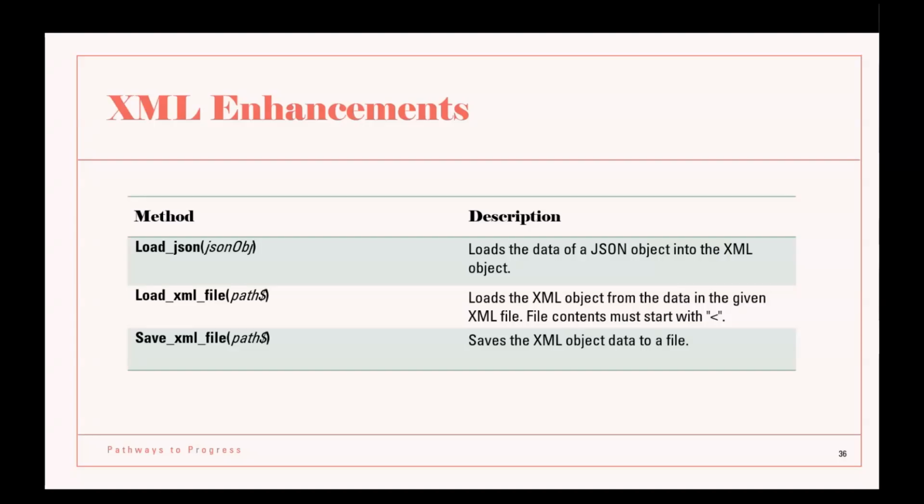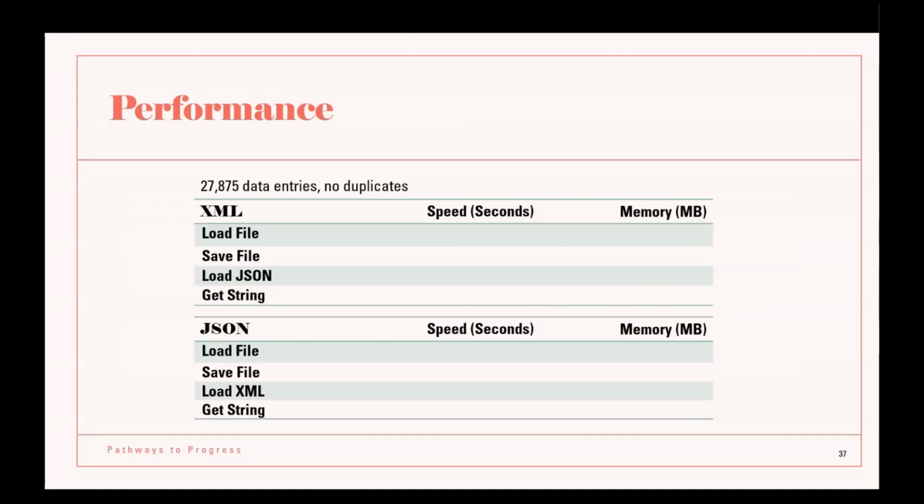Now, as a quick side note, if any of you are currently using the XML object at all, I think you may really like this next section. So, to make some comparisons between the XML object and the JSON object, we'll be looking at both the speed and memory usage of a few functions. Namely, we'll be looking at loading from and saving to a file, converting from one to the other, and getting a string back of the object's data.